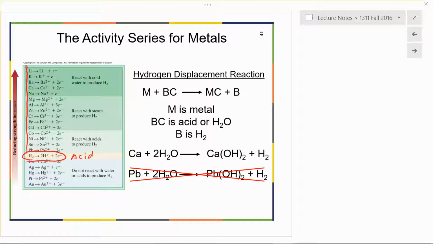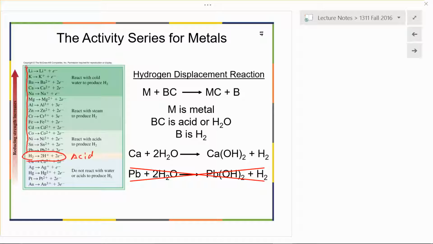Okay? But these metals down here wouldn't. So if you react copper or silver or mercury or platinum or gold with an acid, it's actually not going to react. They're not going to react with acids to displace hydrogen. But all these other ones here would. These all would. Okay? So that's kind of how we can read this chart. And here are some examples.